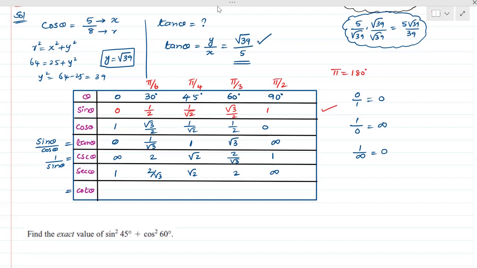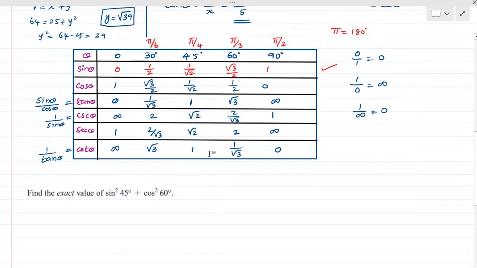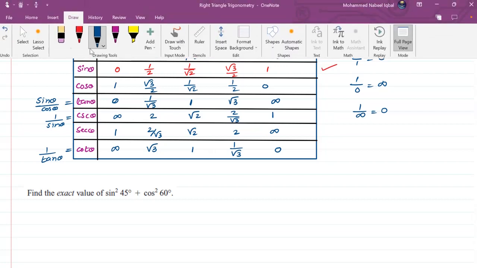And the last one is 1 over tan theta. Cotan is 1 over tan. If you take 1 over 0, it is undefined. Take the reciprocal of this one, it is root 3. Take the reciprocal, 1 over root 3 for this part, and 1 over infinity is 0. So using this table, we will solve the problem. Let us go with the first problem here. Here it is given sine theta.